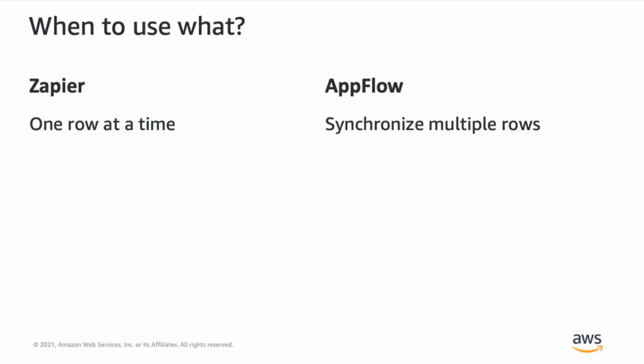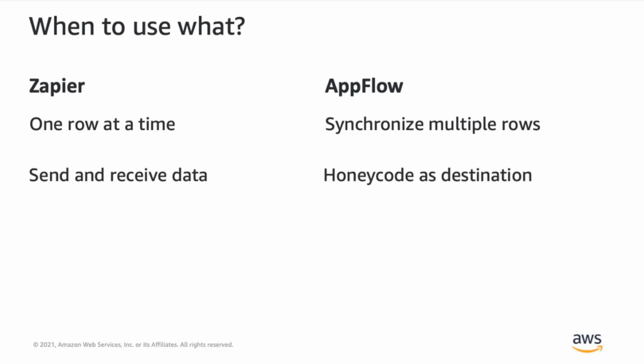Zapier moves one row of data at a time. This is great for event synchronization use cases, but may not work as well for larger data sets. AppFlow can move multiple rows of data at a time. Another thing to think about is the direction of data movement. Zapier supports Honeycode both as a source and as a data destination, the data source using webhooks, of course. With AppFlow, Honeycode is only a data destination today.